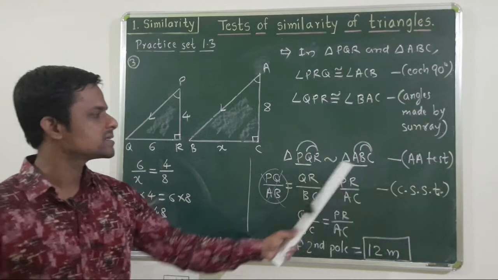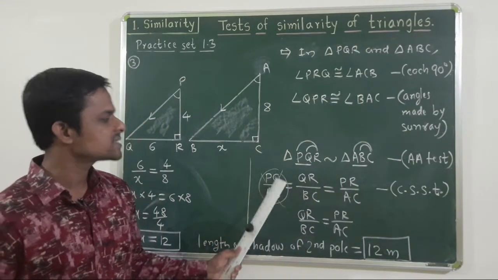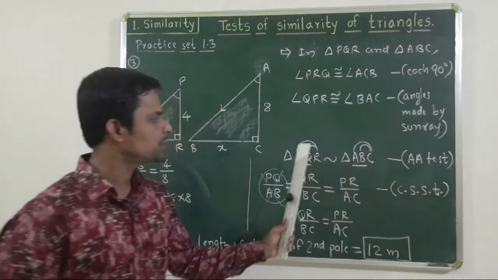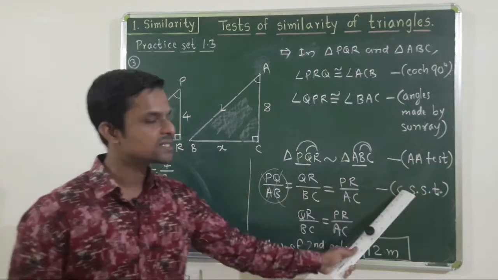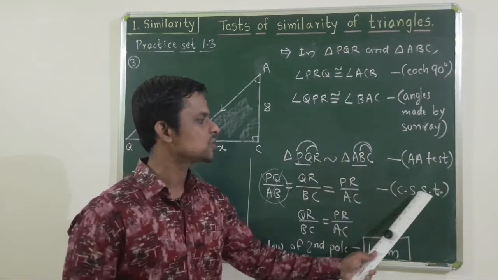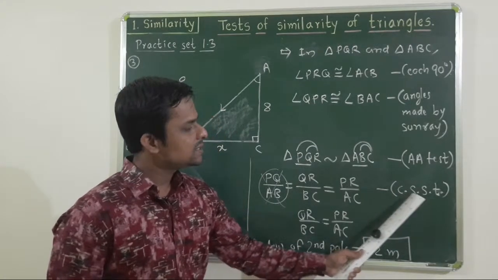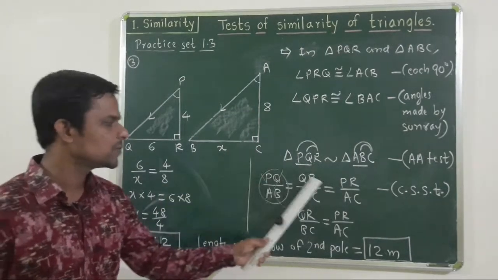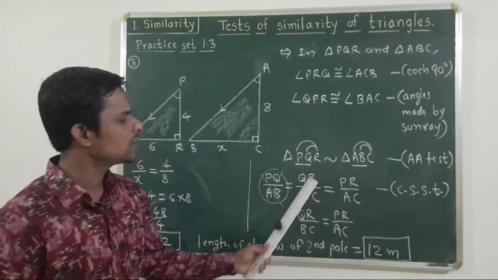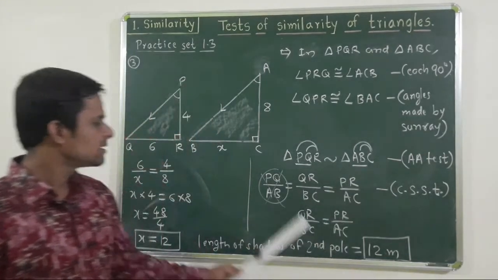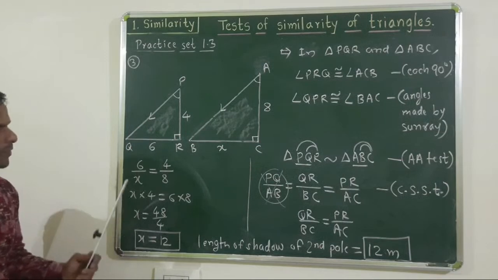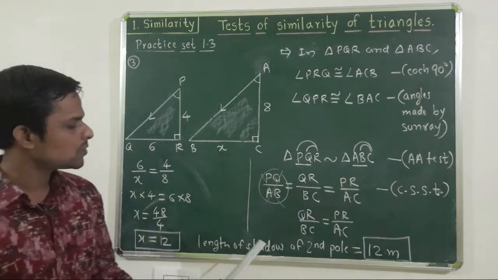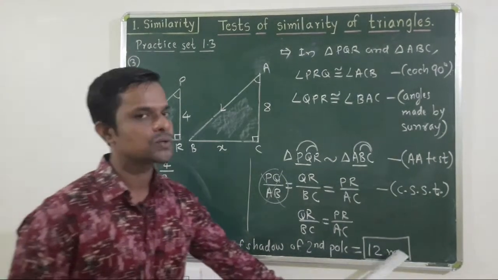Now since these two triangles are similar, their corresponding sides are in proportion, that is PQ upon AB is equal to QR upon BC is equal to PR upon AC. Corresponding sides are in proportion. The reason will be corresponding sides of similar triangles, that is CSST. Now we don't want this ratio, since nothing about it is given, therefore we will take these two ratios again. QR upon BC is equal to PR upon AC. Now putting values we will get 6 upon x is equal to 4 upon 8. Therefore by calculation we will get x is equal to 12, and x is nothing but the length of shadow of the second pole, which is equal to 12 meter.